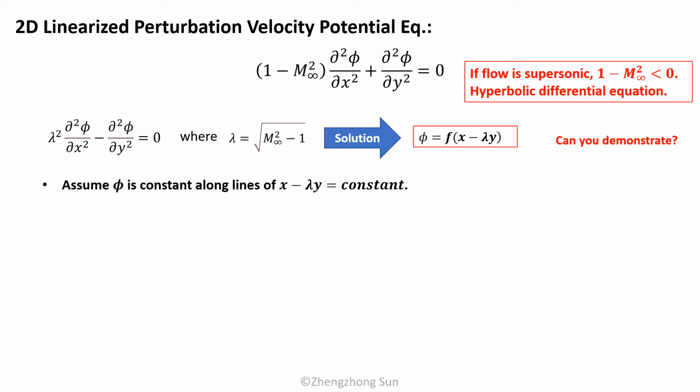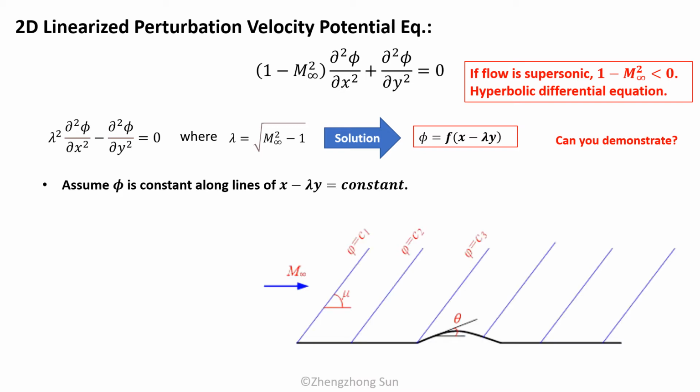Now, in order to solve it, we assume phi is constant along lines of x minus lambda y equals constant. So phi is constant along a series of parallel lines. Maybe it's hard for you to imagine, so let's see such a figure. We have a flow surface where a hump is included. We are not talking about the hump now, but we can see there are a series of parallel lines. Those are the lines where phi is a constant.